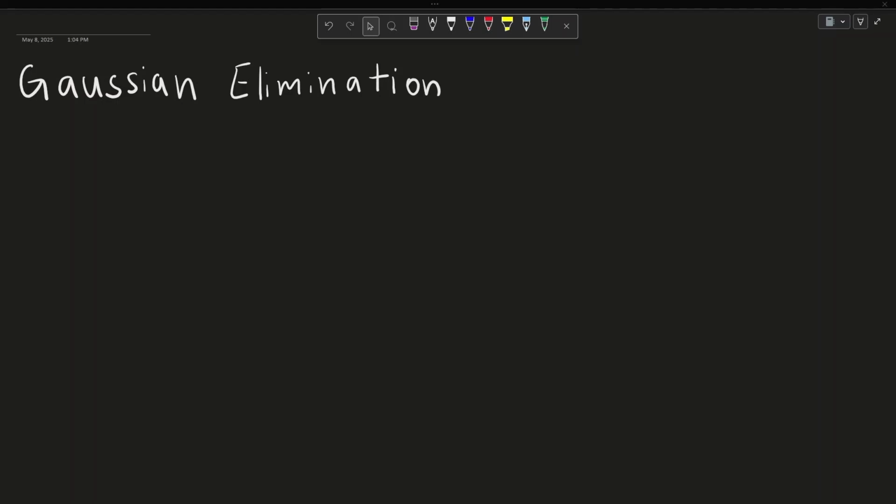Welcome to Easy Academic. Today in the linear algebra series, we'll be going over Gaussian elimination. Now, Gaussian elimination extends from the idea of elimination matrices. But to understand Gaussian elimination, we must first understand what a pivot is. So what is a pivot?